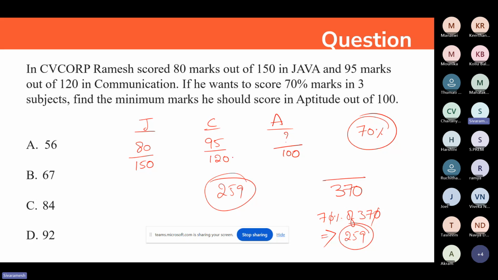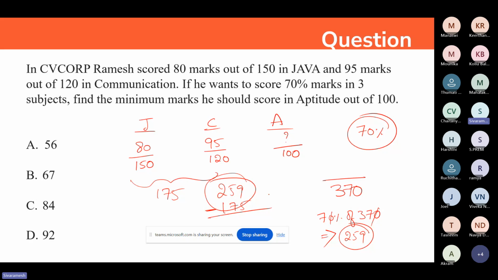Already they have mentioned that in Java I got 80 marks and in communication I got 95 marks. So total I scored in these two subjects is 175. Is it correct? 175. Now, in order to get 70%, I should score how many marks in aptitude? Very simple: 259 minus 175. That is the marks you should score in aptitude.